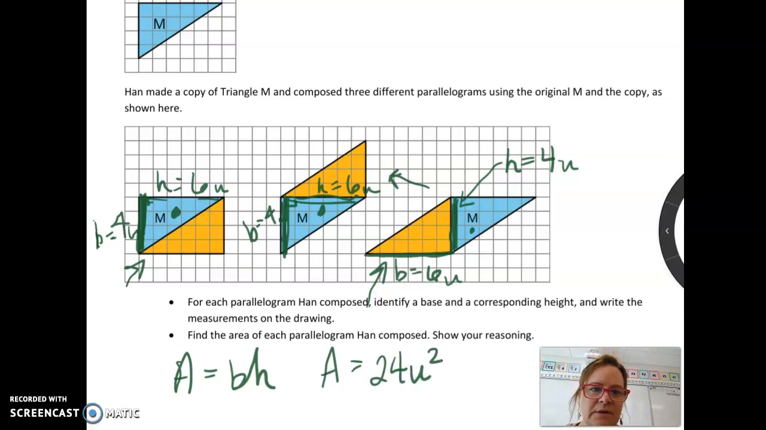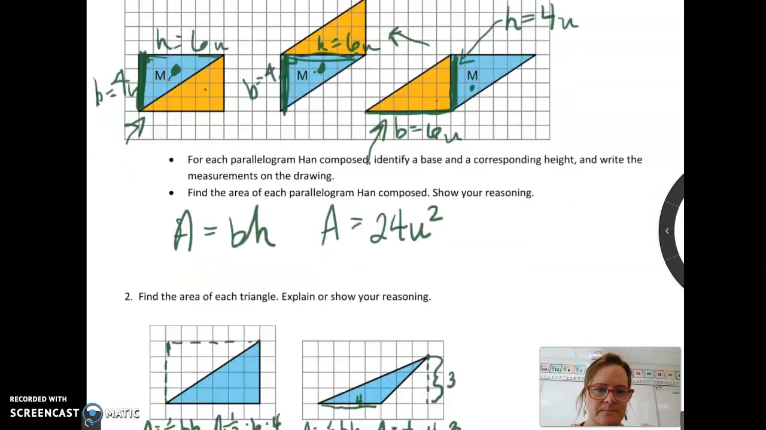I think that's a really cool problem. I hope you take a pause and just look at these parallelograms because they look pretty different, but they all have the same area. It would also tell us that the triangle has the same area. And that makes sense because we know that M is an identical copy every time. So we've just doubled M in 3 different ways to get those parallelograms.